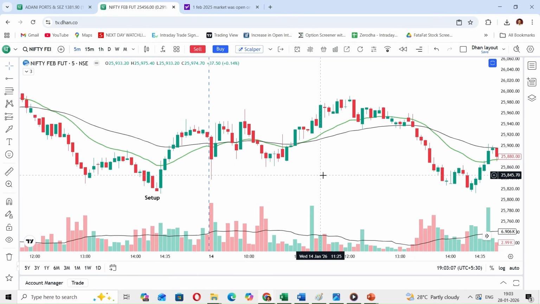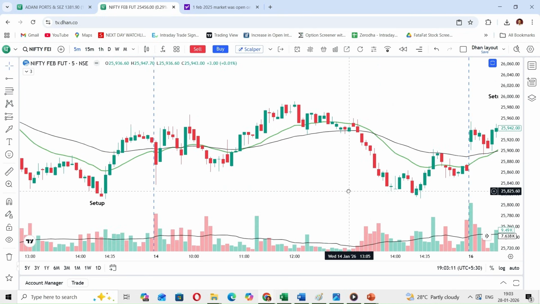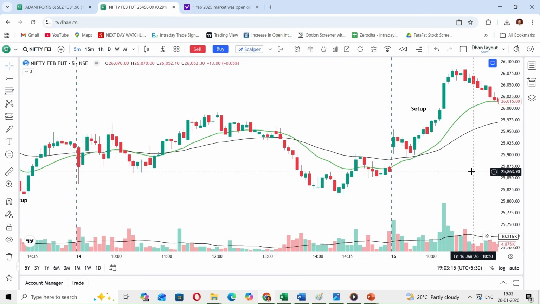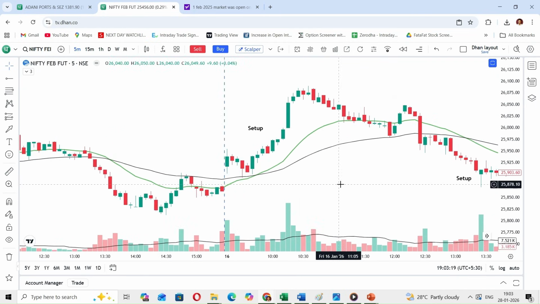You always manage risk. That is the most important thing. Stop loss will definitely hit in any setup you take. So we don't need to fear giving stop losses to the market. Always remember this point.